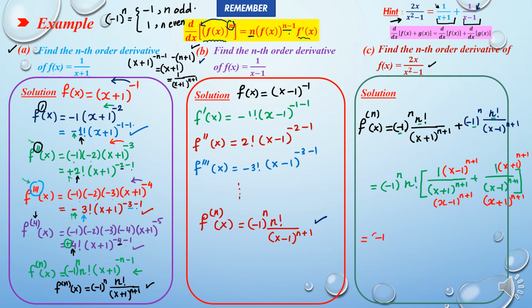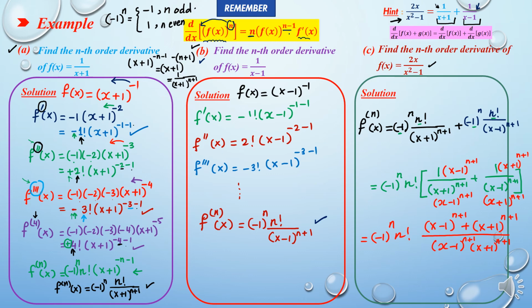So this equals negative 1 to the nth power multiplied by n factorial multiplied by the expression: in the denominator (x minus 1) to the n plus 1 multiplied by (x plus 1) to the n plus 1, and in the numerator we have (x minus 1) to the n plus 1 plus (x plus 1) to the power n plus 1.